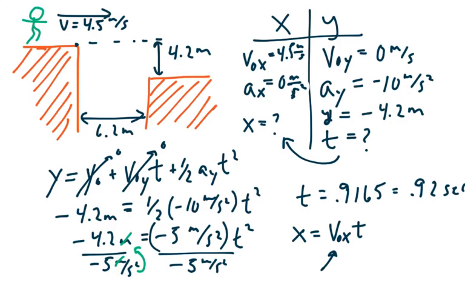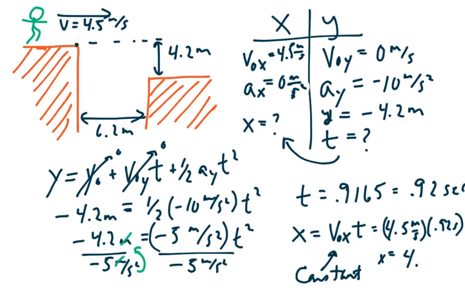But recognize that this x velocity is constant. When there's no acceleration, it is just that horizontal velocity. You might already recognize that if he's moving at 4.5 meters per second and traveling for less than a second, 0.92 seconds here, he's not going to make that 6.2 meters. But let's do the math just in case. 4.5 times 0.92 gives a horizontal displacement of 4.14 meters, which is too short. So yes, he will not make this jump at his current speed.